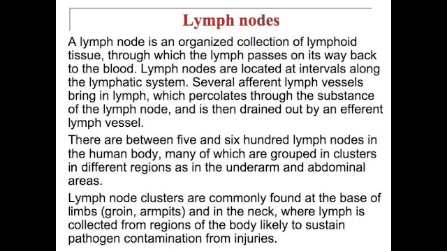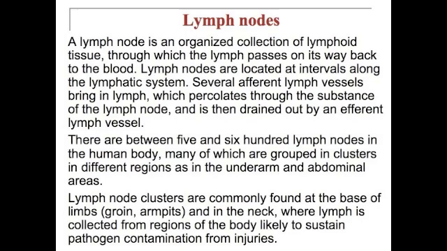Moving on, lymph nodes. A lymph node is an organized collection of lymphoid tissue through which lymph passes on its way back to the blood. Lymph nodes are located at intervals along the lymphatic system. Several afferent lymph vessels bring in lymph, which percolates through the substance of the lymph node and is then drained out by an efferent lymph vessel. So you should remember from several slides ago, afferent means toward, efferent means away from.